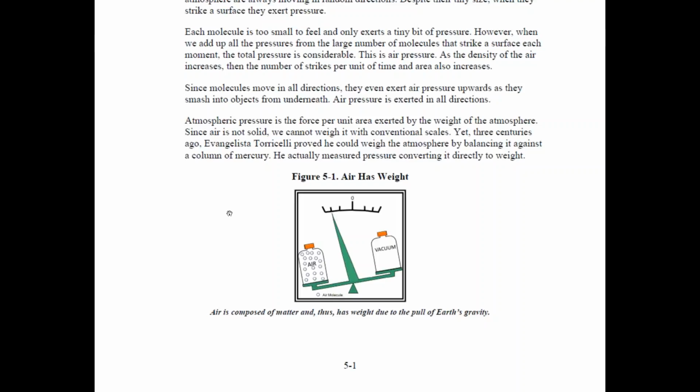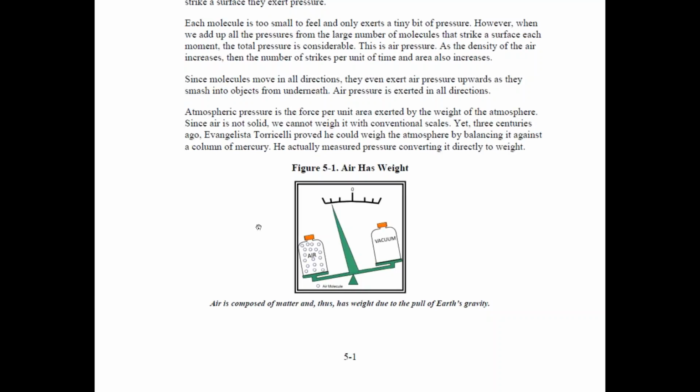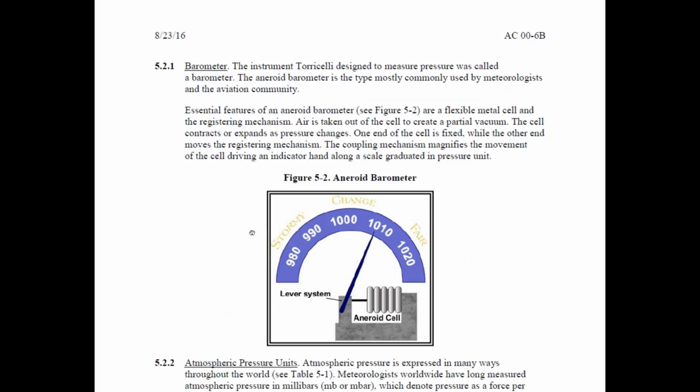Atmospheric pressure is the force per unit area exerted by the weight of the atmosphere. Since air is not solid, we cannot weigh it with a conventional scale. This is basically where it jumps into talking about Evangelista Torricelli, who proved he could weigh the atmosphere by balancing it against a column of mercury. That's where the barometer was invented. He actually measured pressure, converting it directly to weight. That kind of gives a little demonstration of what he did there. Anyway, as long as you have a general idea of how air is made up, most of that really isn't too important.